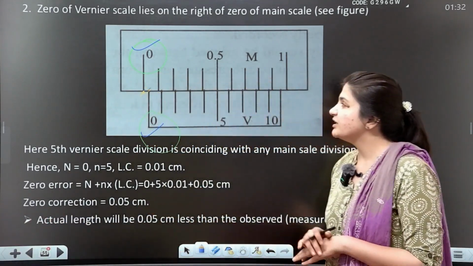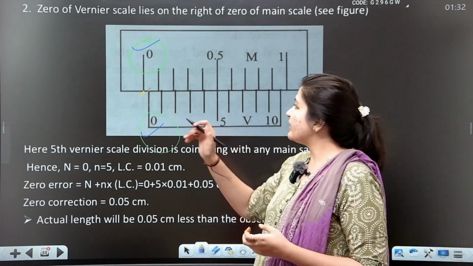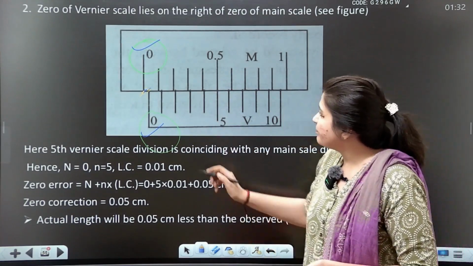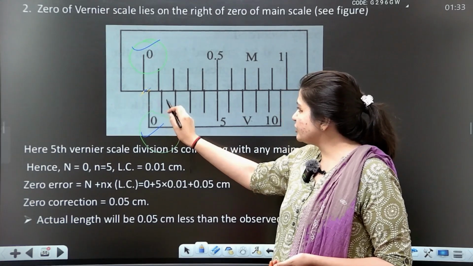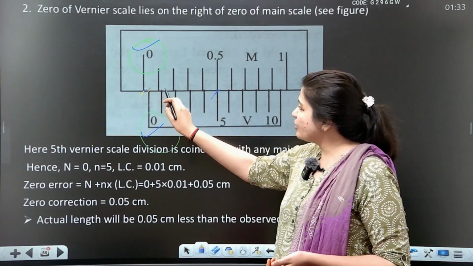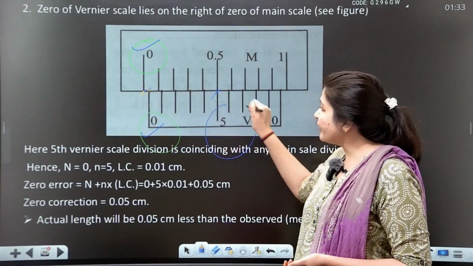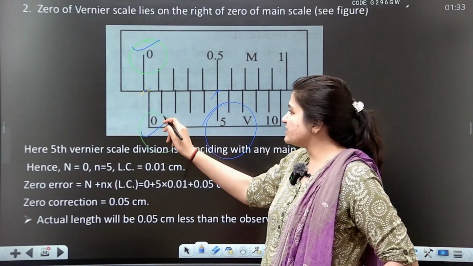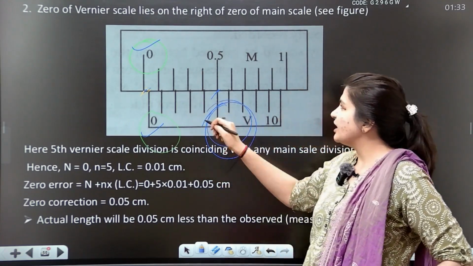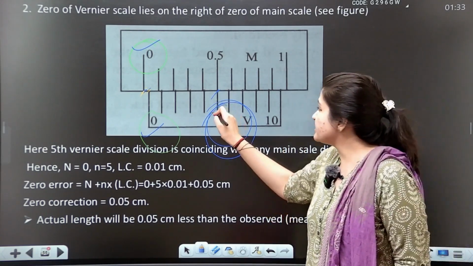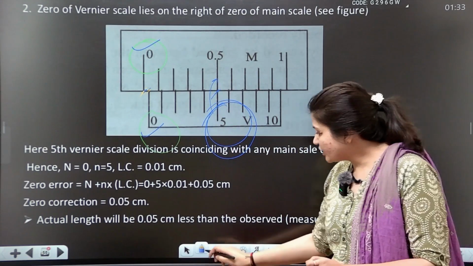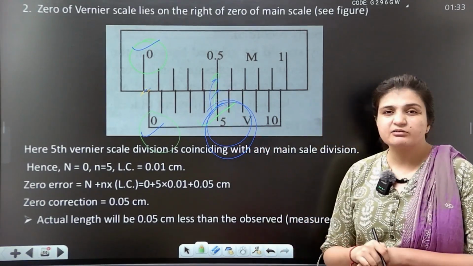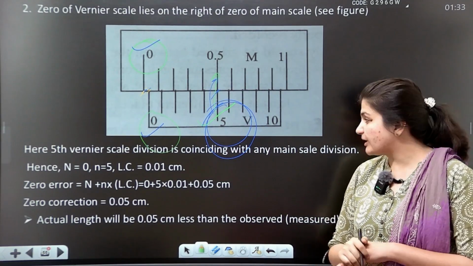So how can we find the zero error? We will see which division is matching with the main scale. Here we count 1, 2, 3, 4, 5 starting from 0. We can note that the fifth division is coinciding with the main scale division.